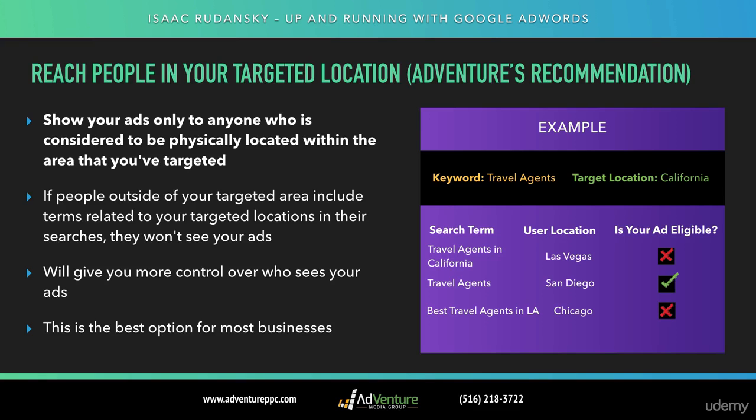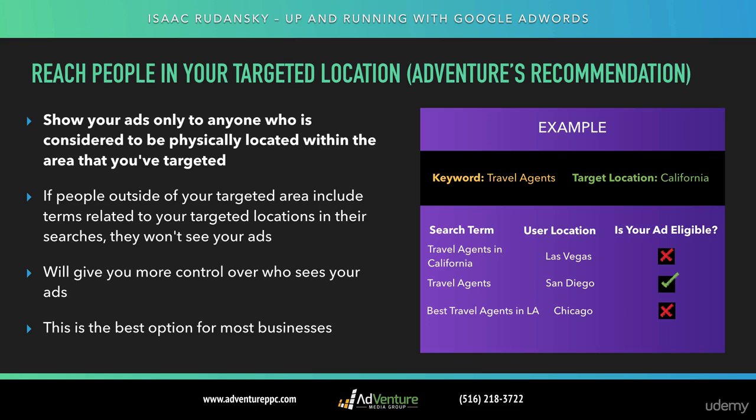So this is an overview of the second type of targeting, reaching people in your targeted location. This is the targeting that we recommend for most businesses. If you're not sure, if you have a tighter budget, go with this option. But we gave examples in the previous slide of businesses that would be better suited for choosing the option that allows you to show ads to people who are showing interest or who search for your targeted location.